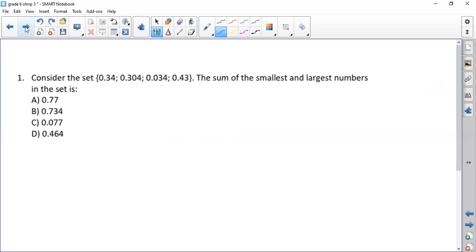Okay, let's continue with this one. Consider the set 0.34, 0.304, 0.034, 0.43, these decimal numbers.